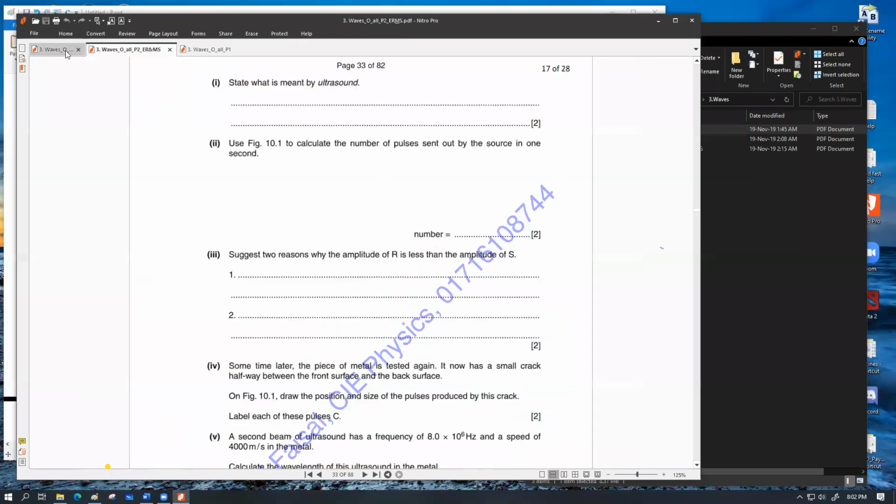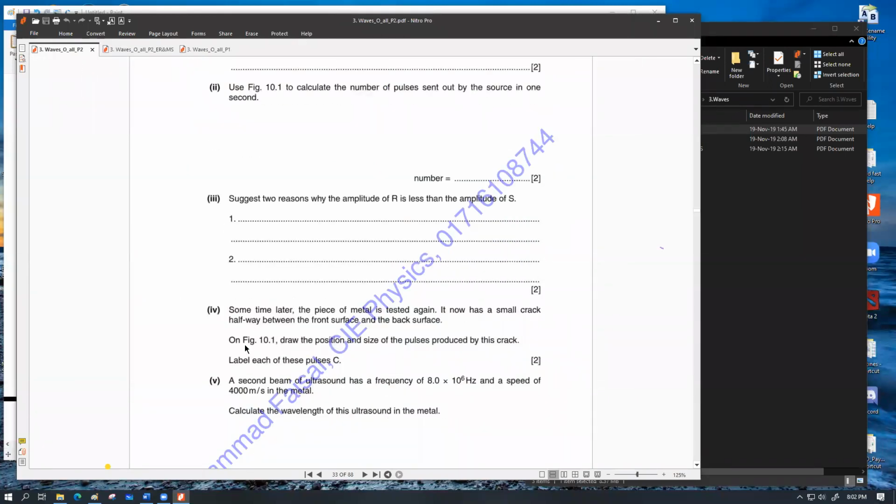The next question that we have is the important part. I actually came to this question to explain this part. Sometime later, the piece of metal is tested again. It now has a small crack halfway between the front surface and the back surface. On figure 10.1, draw the position and the size of the pulses produced by this crack.